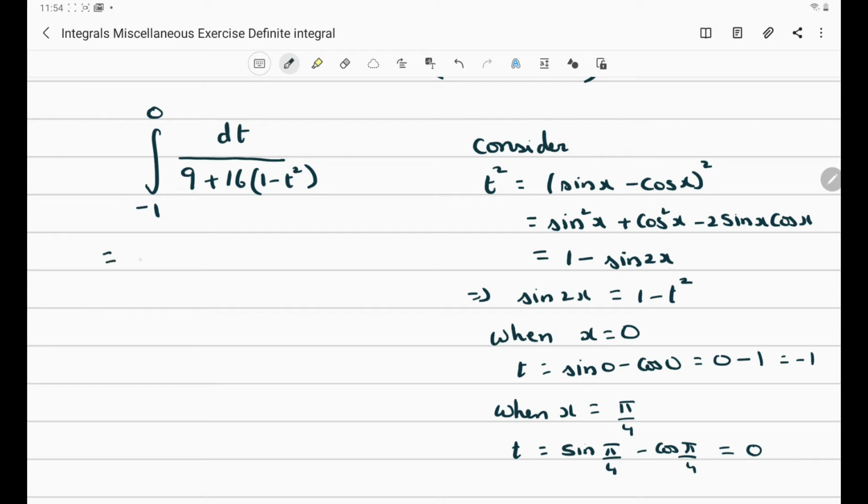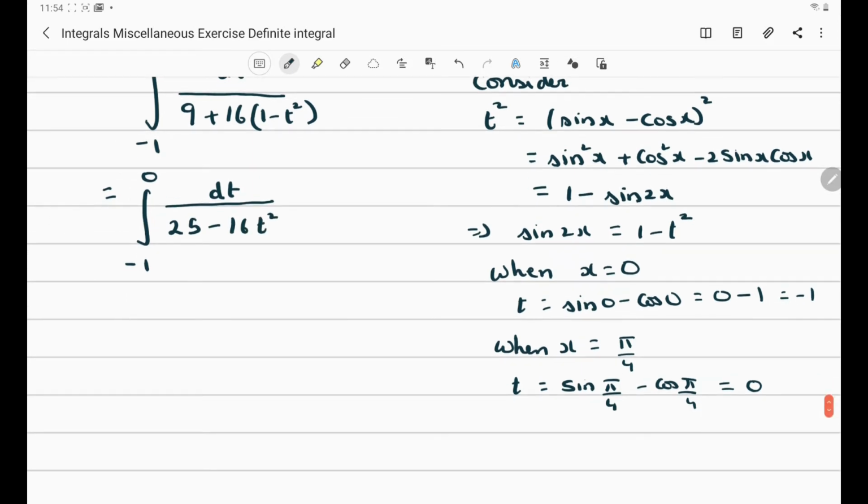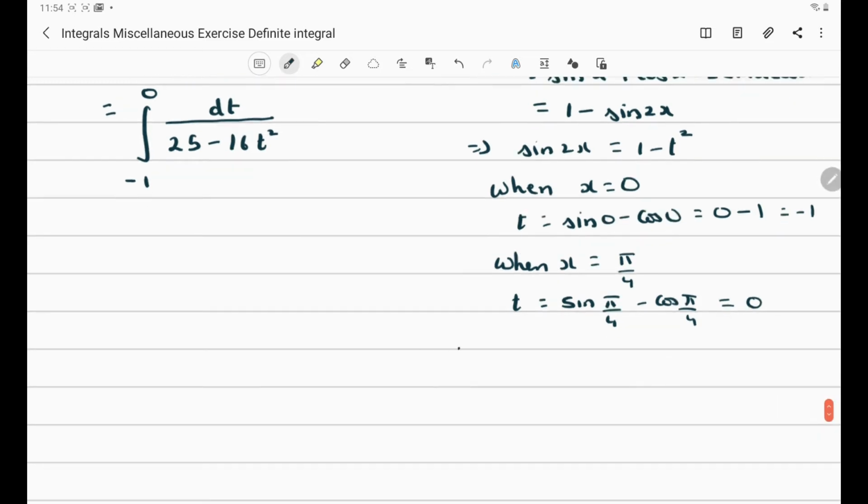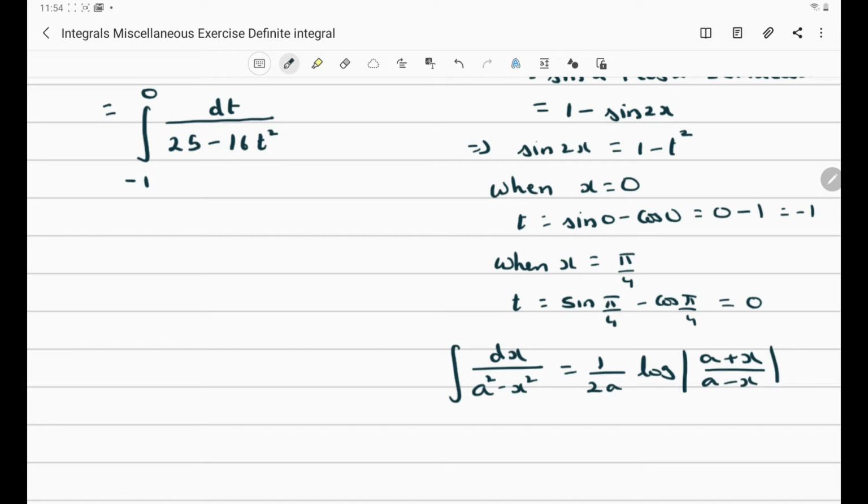So this is equal to integral from minus 1 to 0, dt divided by 9 plus 16 is 25 minus 16 t square. So this resembles the identity of integral of a square minus x square. So we know that integral of dx by a square minus x square is 1 by 2a log mod a plus x by a minus x plus constant of integration c.